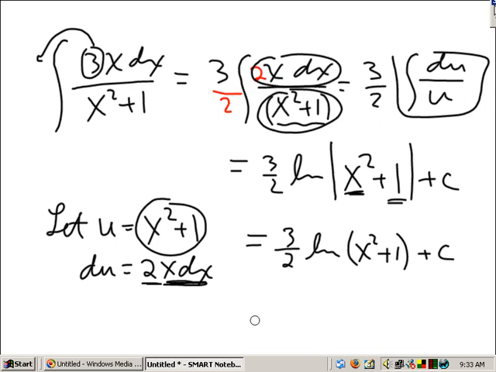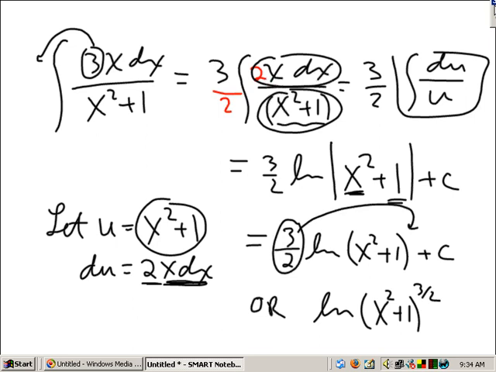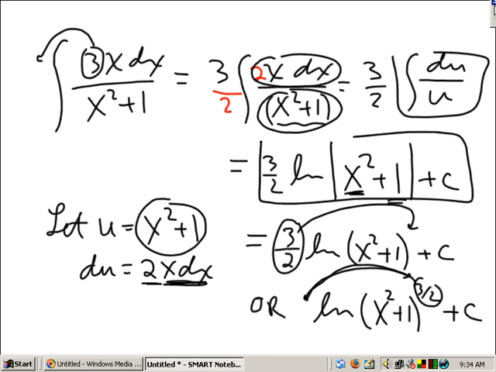The absolute value of a positive number is itself. The absolute value of x squared plus 1 is identically x squared plus 1. It's nothing else. So you can get away with that. And although I wouldn't write it this way, one can write this as ln of x squared plus 1 to the 3/2, because if the power can go in front, then the number in front can go up as the power. So either of those 2 last answers will get full credit. If you're in my class and you left it like this, you lose a point. You didn't simplify as much as possible.